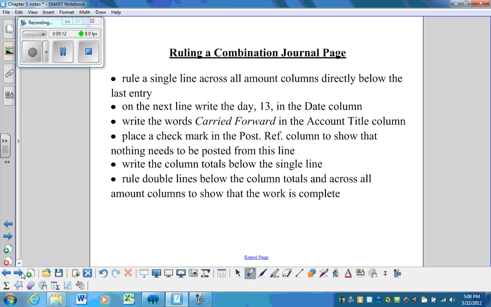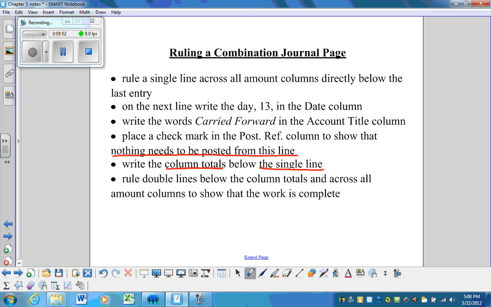On the next line, you're going to write 13 in the date column, because if you look at that example on page 77, you've run out of room, so you need to transfer it onto a second page, because sometimes that can happen. You're going to write the words carried forward in the account title, because you're just taking those totals and you're carrying them forward to the next page. You place a check mark in the post reference column to show that nothing needs to be posted. You don't really know what posting is yet, but we'll deal with that. Then you need to write the column totals below the single line. So you add them all together.